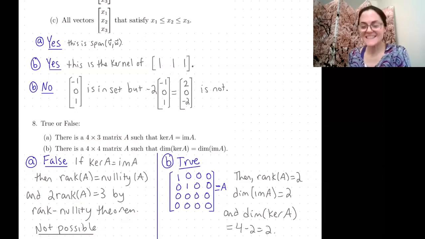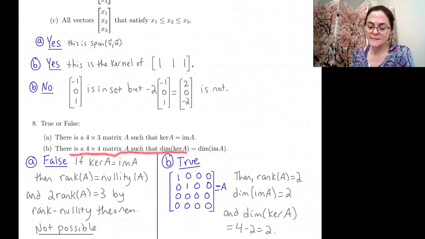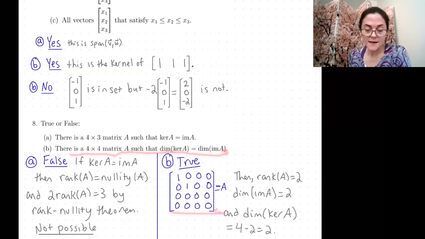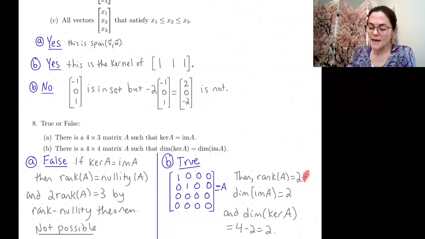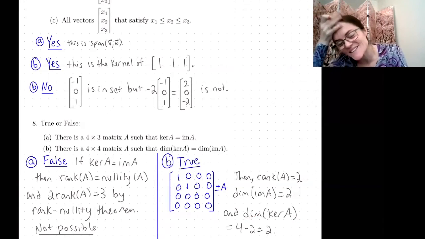Okay, B. B is true. This says there exists a 4x4 matrix A such that the dimension of the kernel equals the dimension of the image. Well, I just illustrated one. This is a there exists. So it's true because I hand you one. Here's a matrix A. In fact, it's already in reduced row echelon form. We see the rank is 2. That means the dimension of the image is 2. The dimension of the rank is 2. Excuse me.